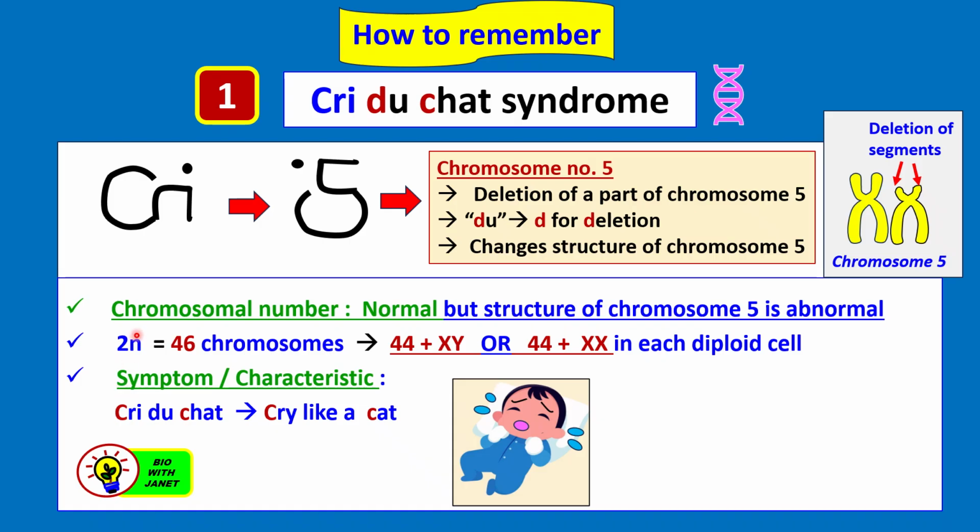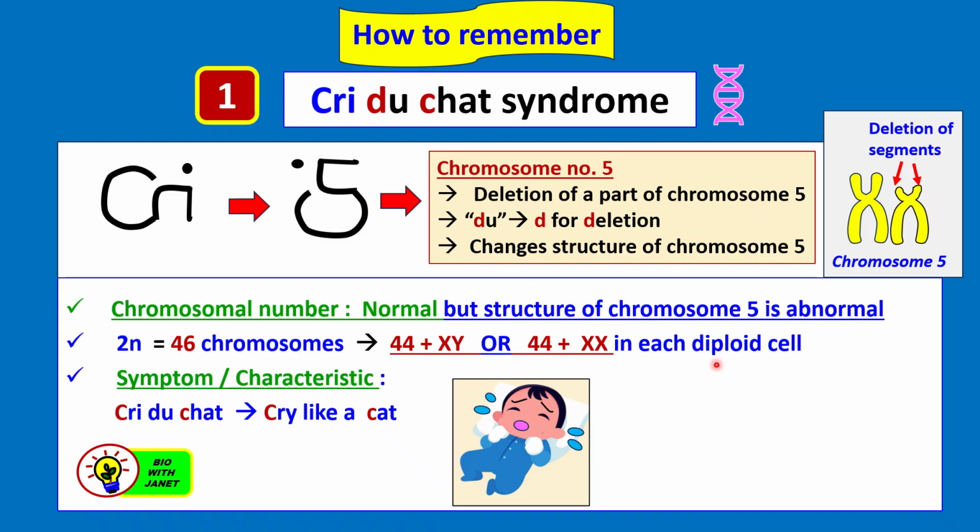Okay, so let's look at other points now. The chromosomal number on the whole is normal. It's 46 chromosomes in each of the diploid cells of the child. But it's the structure of chromosome number 5 that is different from the normal structure because a part of it has been deleted, right? So 2n equals 46 chromosomes. This is the diploid number for this child, or 44 plus XY for males, or 44 plus XX for females in each diploid cell. The baby can be male or female.